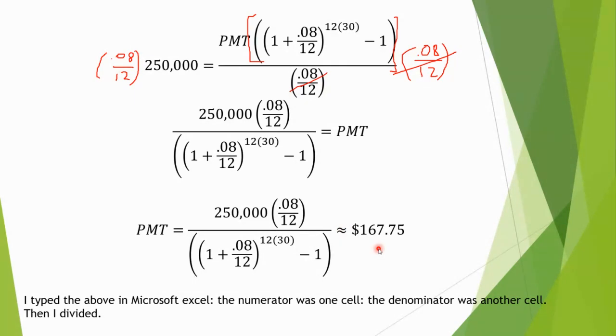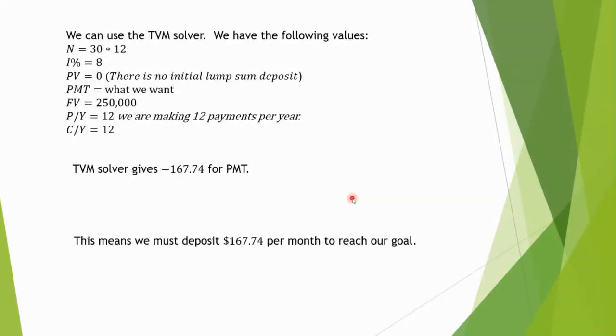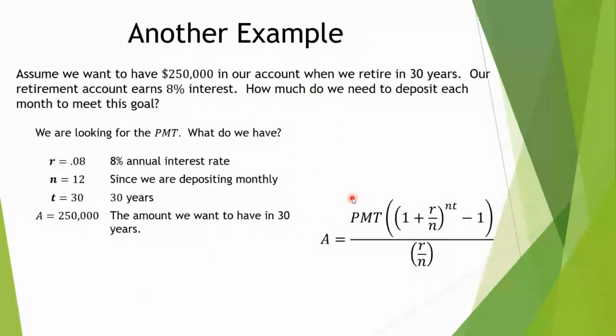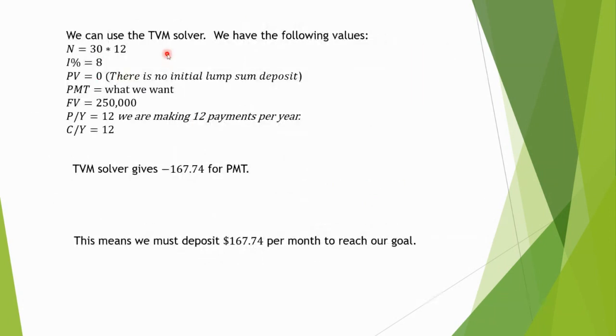Good, that was fun. Now what I want to do next, so again, this is the formula. Again, it's really just like any formula, figuring out what has to go into it and solving for the unknown. So this is what we have to do here. Now we can solve this using that TVM solver. Here, though, you have to figure out what the parameters are given the problem.